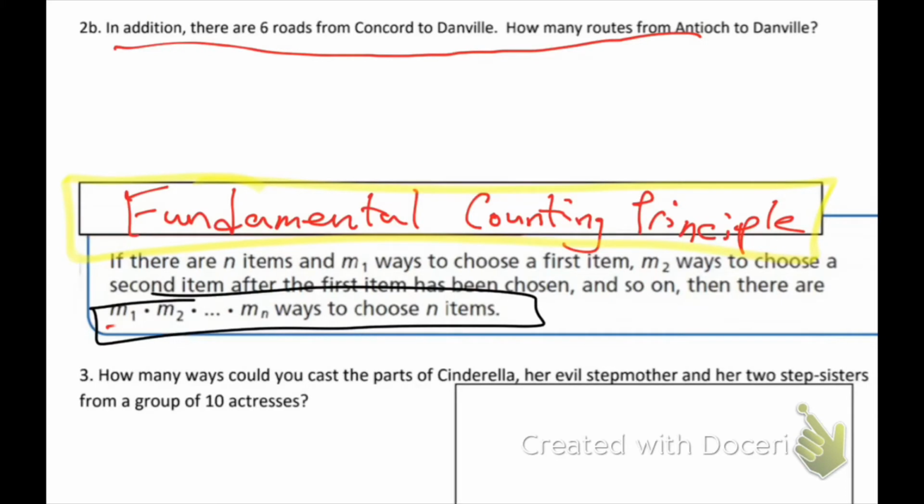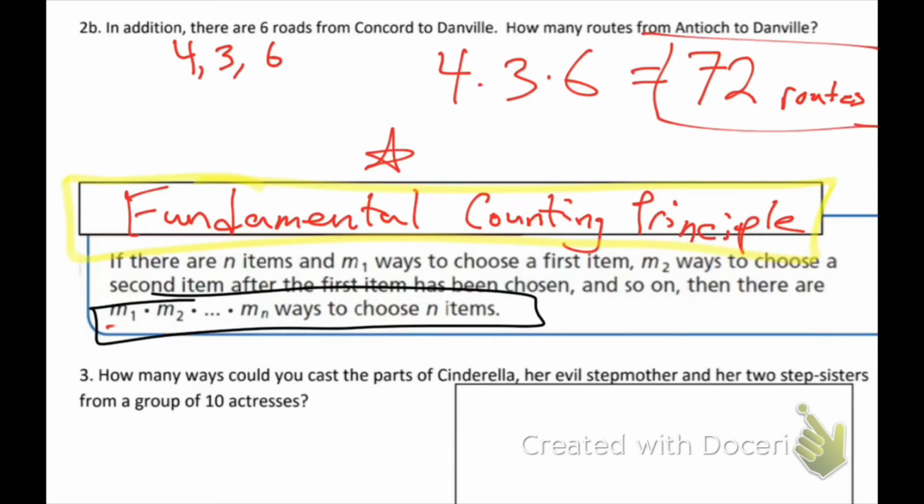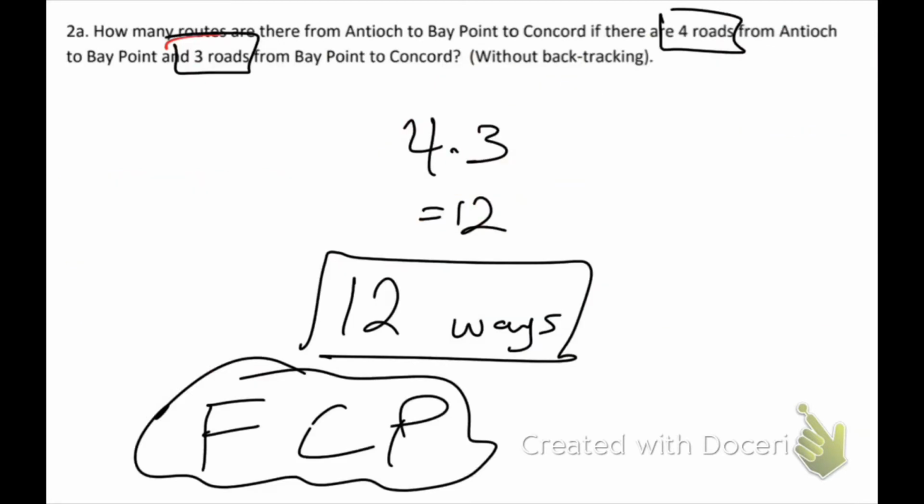So looking at this one, if we have an additional 6 roads, so I started with 4, 3, and I also have 6, so the fundamental counting principle says just multiply everything together. And that is going to give me 72 routes. So you get a total of 72 different ways by going from Antioch to Bay Point to Concord to Danville.